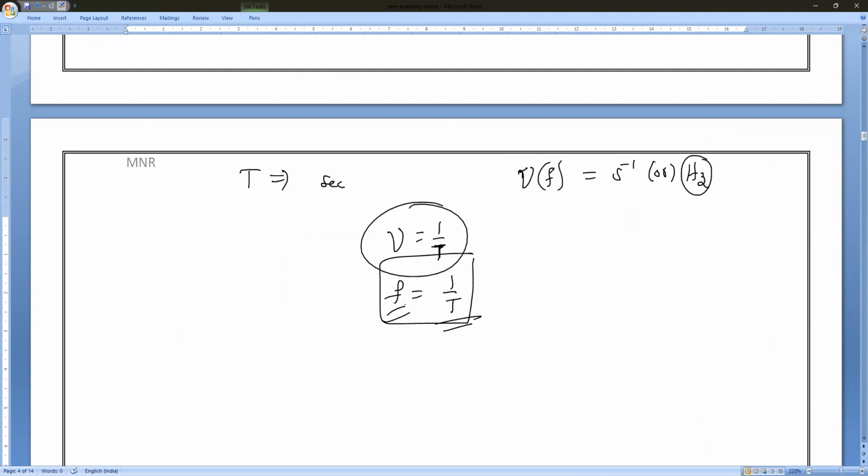Tomorrow we'll solve a few numericals related to this and then go directly to the next topic, characteristics of sound: loudness, pitch, and quality or timbre. That is what we are going to discuss. With this, I'll stop and we'll proceed from here in tomorrow's class.